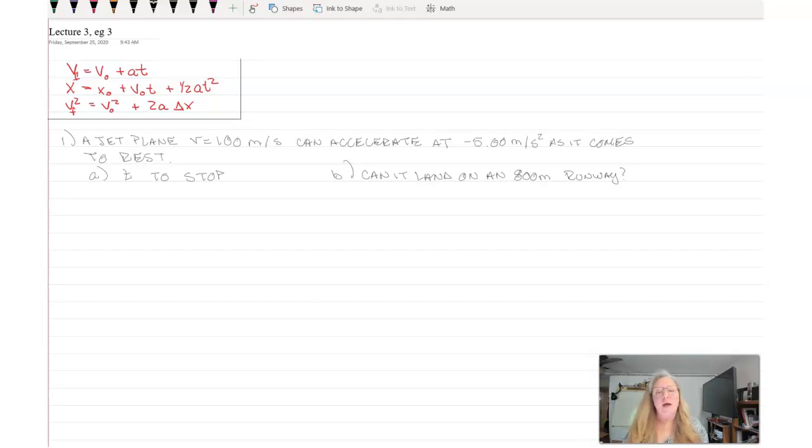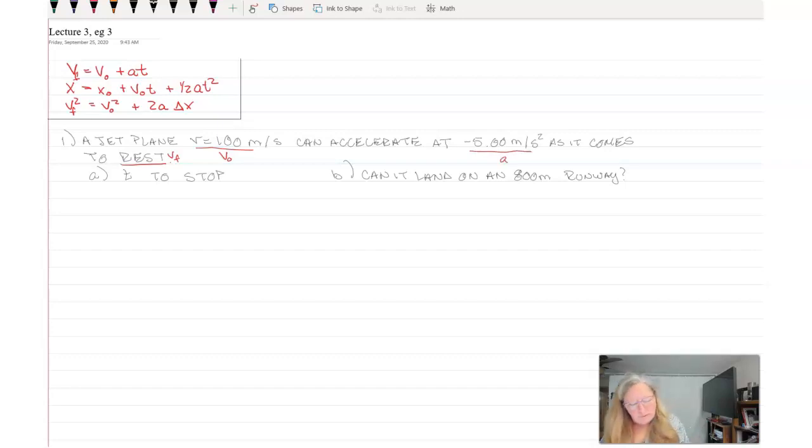So we want to know how long it takes for it to come to a stop, and we want to know, can it land on an 800-meter runway? So let's take a look at the information we have and make a list of that first. Let's see, my initial velocity is here. There's my V naught. It's coming to rest, so that's my V final. And here is my acceleration.